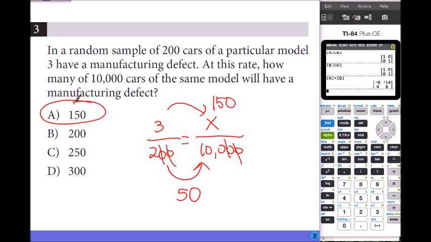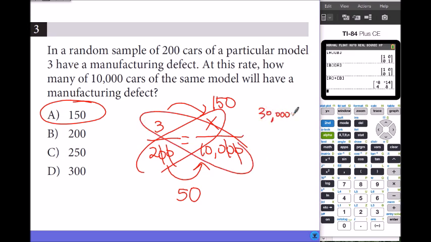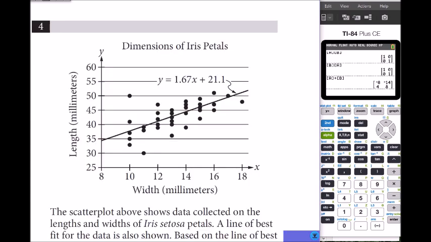Or you can also cross multiply. So you get 30,000 equals 200x. When you divide by hundreds, it's 300 equals 2x. So you can divide by 2 to get 150 that way as well. There are multiple ways to solve ratios.